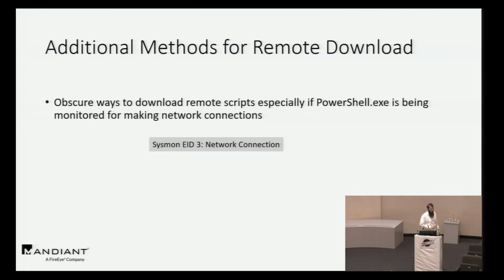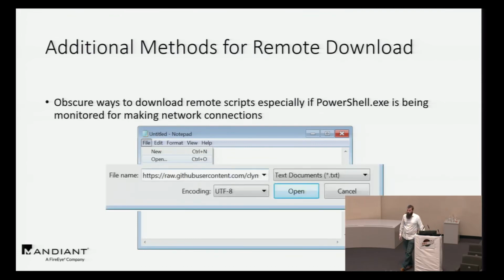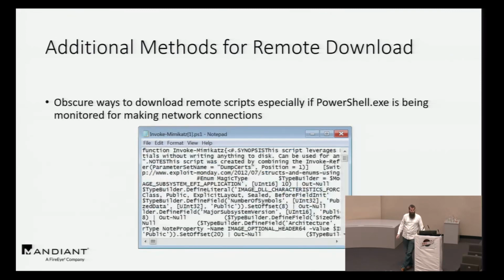So as a red teamer, what might you do to get around that? Well, if you have access to a box, maybe you open Notepad, and then you go to open a file. Instead of a file name, what if we just put in a URL to, like, invoke Mimikatz or something? We opened that file, and Notepad just went and fetched our contents.